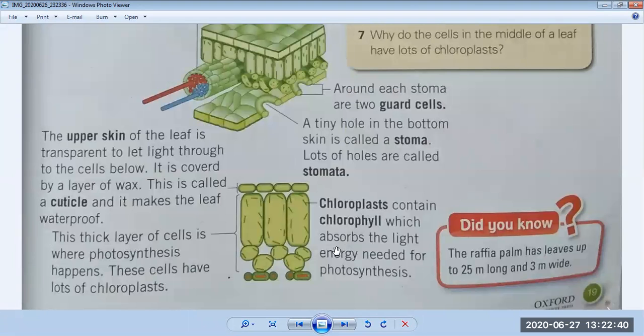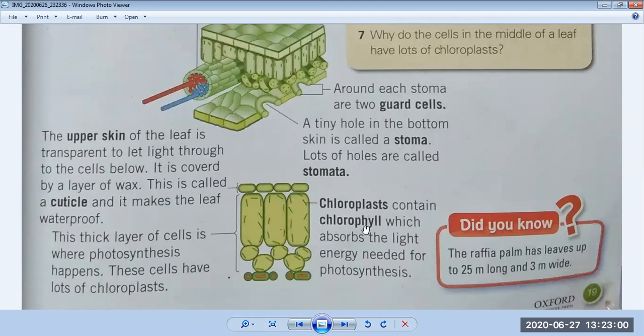Chloroplasts contain chlorophyll, which absorbs the light energy needed for photosynthesis. Chloroplast, as we all know, is a green chemical which is present inside the body of a plant.